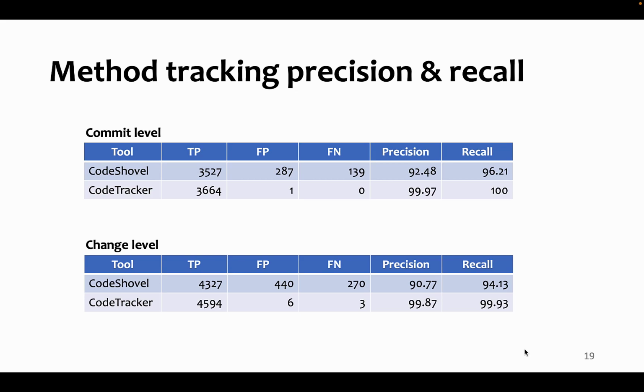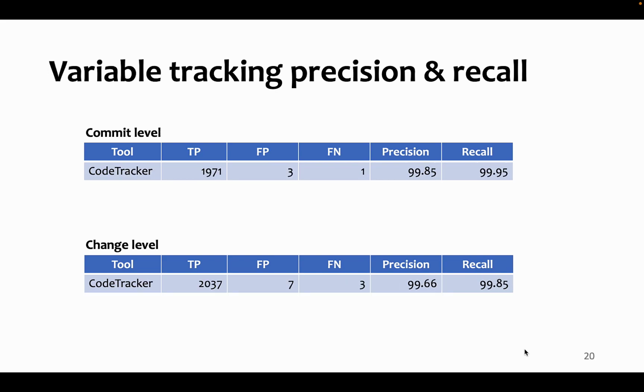With respect to method tracking, we computed precision and recall at both commit and change level. With respect to precision at commit level, our tool achieved an increased precision of 7%, while recall increased by 4%. Now at change level, we see that the precision increased by 9%, while the recall increased by 6% compared to CodeShovel. With respect to variable tracking, CodeTracker achieved precision and recall that is over 99.6% at both commit and change level.